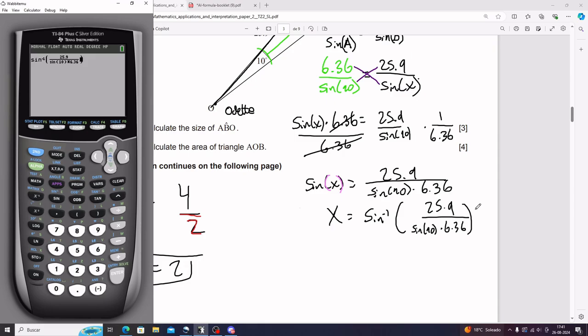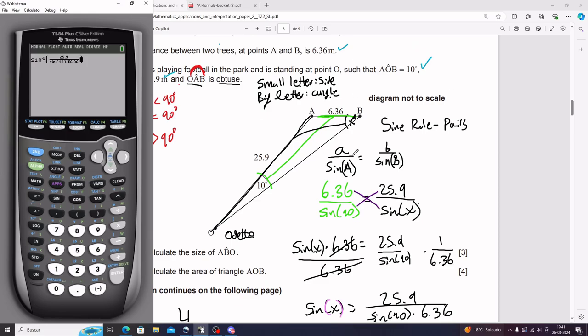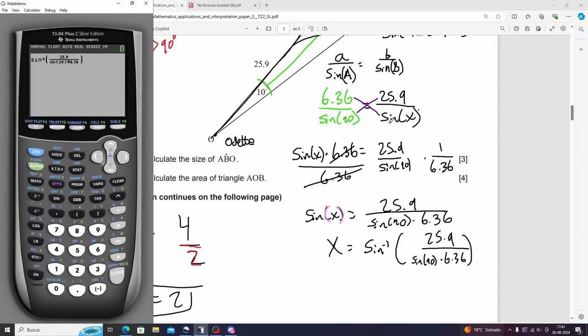So sine inverse of 25.9 divided by this. Why would sine 10 be wrong? Let me check my work. I'll leave it in the video because this is relevant for the approach. Okay. Cross multiply.